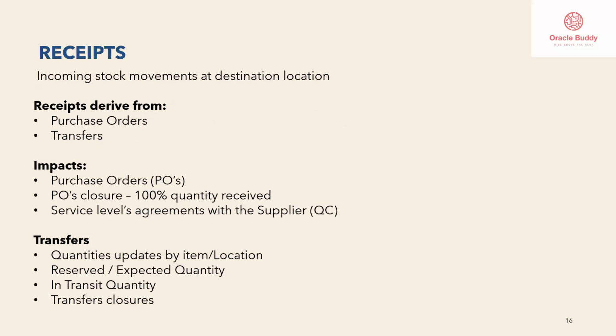Next topic is receipts. These are incoming stock movements with a destination location. Receipts are derived from purchase orders or transfers. The impacts on purchase orders are PO closure at 100% if the full quantity is received, and quantity received against the service level agreement with the supplier. It will impact transfers as well. Quantity is updated by item location: reserved, expected quantity, in transit quantity, and transfer closures.